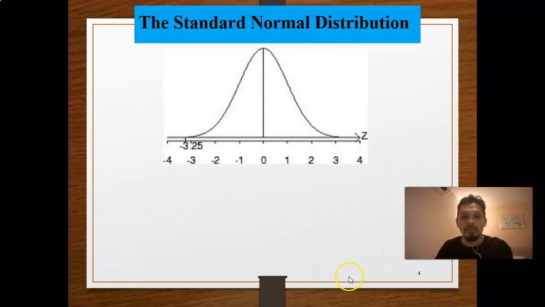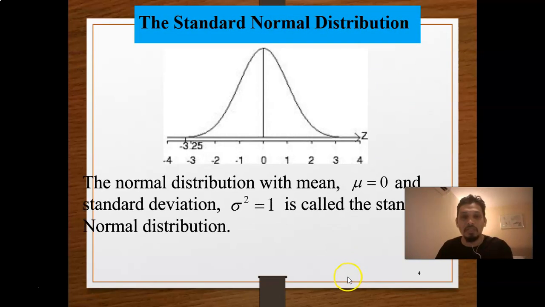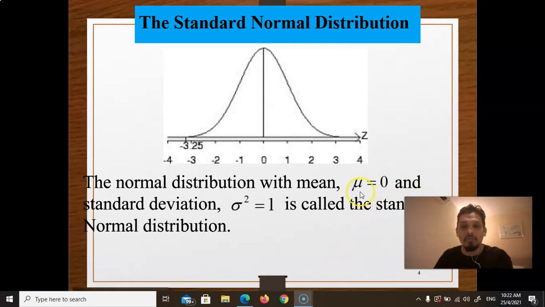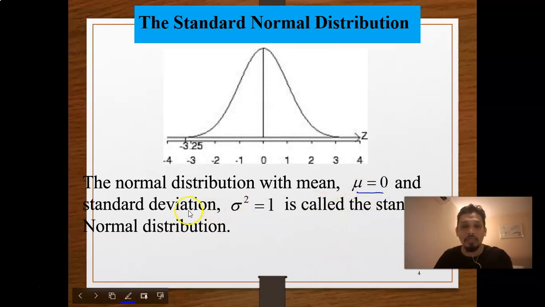So then the standard normal distribution is the normal distribution with a mean equal to 0 and standard deviation equal to 1, which is called the standard normal distribution. I think the standard deviation should be sigma only. Okay, never mind.